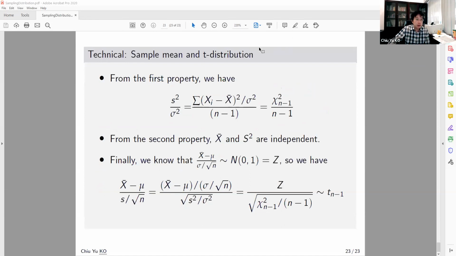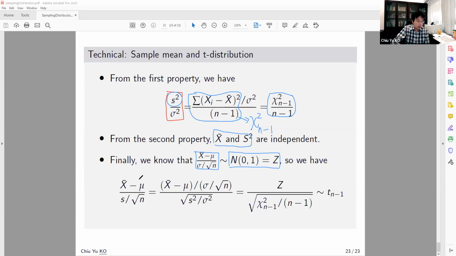We're going to prove that's the case. First, let's see what this guy is. In particular, S is this guy, the sample variance. And we have said the first property is that S over sigma squared is chi-square with n minus 1 degrees of freedom. This is something we want. And the second property is the independence. And we also know that this is standard normal. This is from the assumption we have, right?